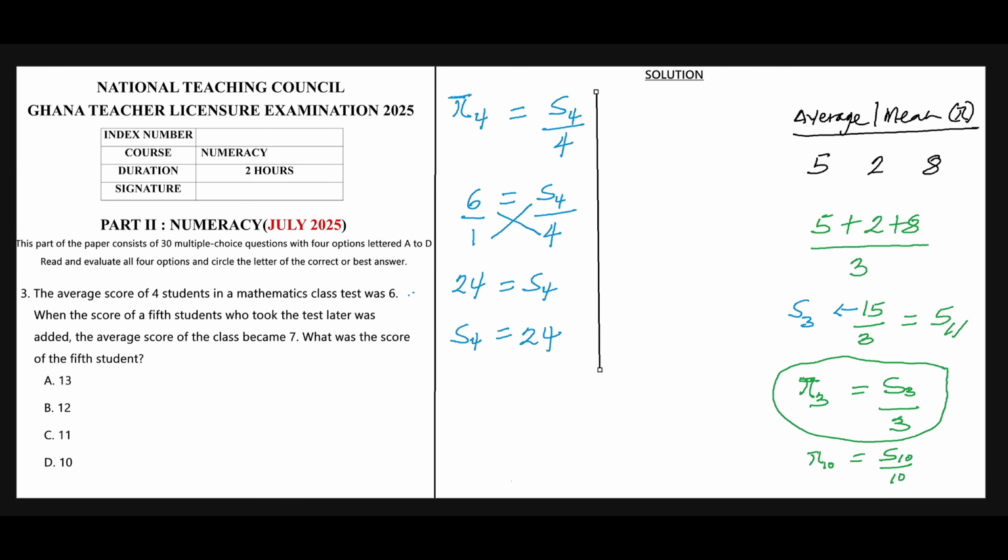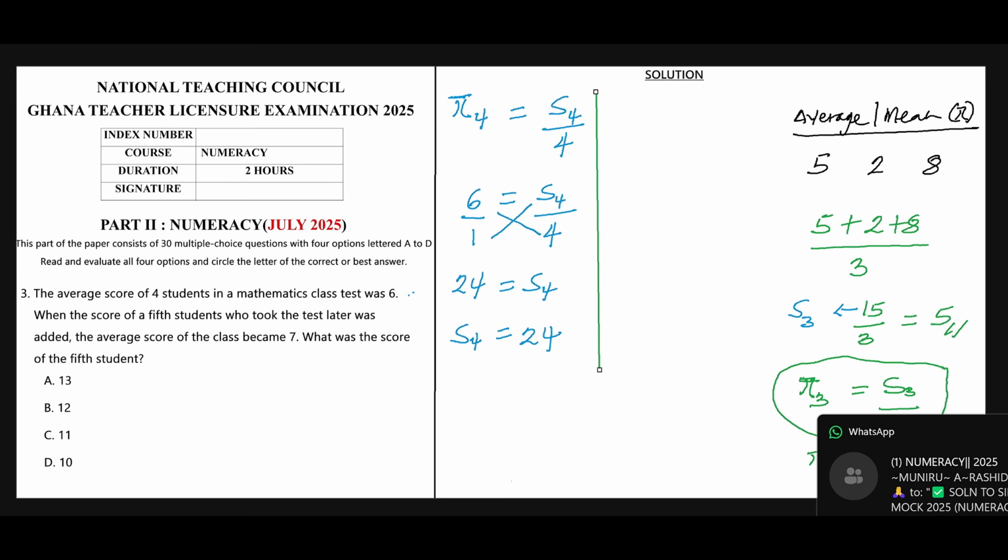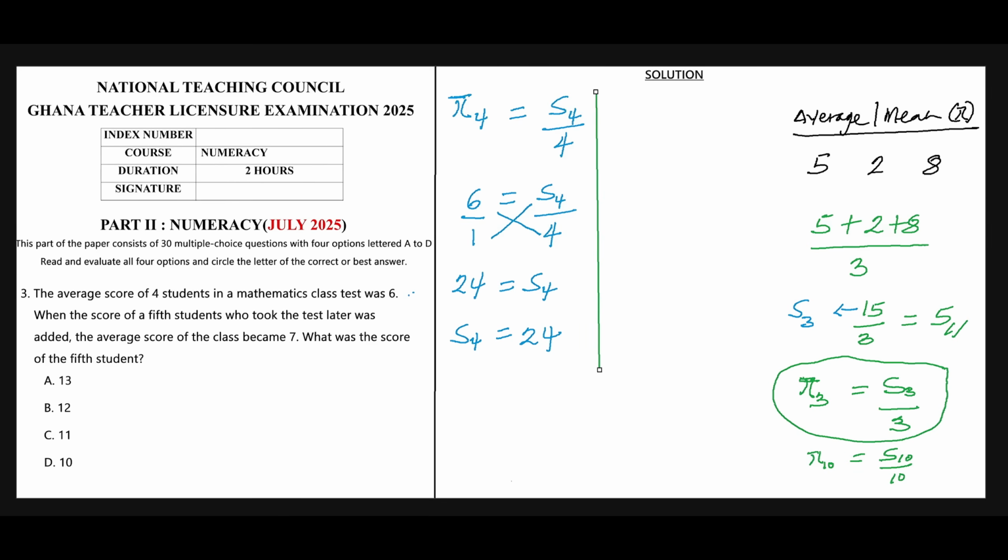Now let's also look at the second part of the question, which says that when the score of a 5th student who took the test later was added. So initially there were 4 students who took the test. We had a total score of 24. Now there is another student, that is the 5th student, who now takes the test later. So once the score of a new student has been added, the total number of students is no more 4, but rather 5.